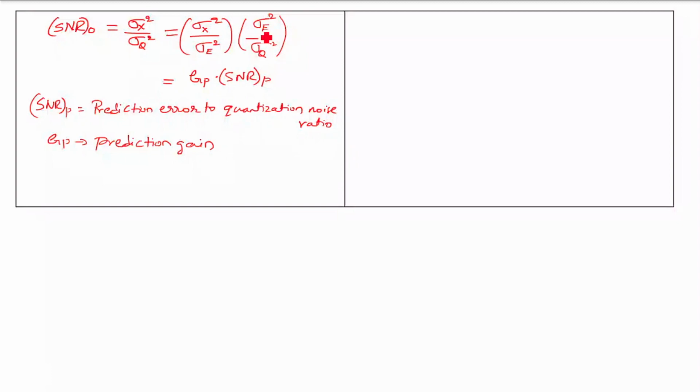The next term here is sigma e square divided by sigma q square. This ratio, SNRP, is the ratio of the variance of the prediction error to the variance of the quantization error. We can say this SNRP is the prediction error to quantization noise ratio, where GP is the prediction gain. Any doubts here?